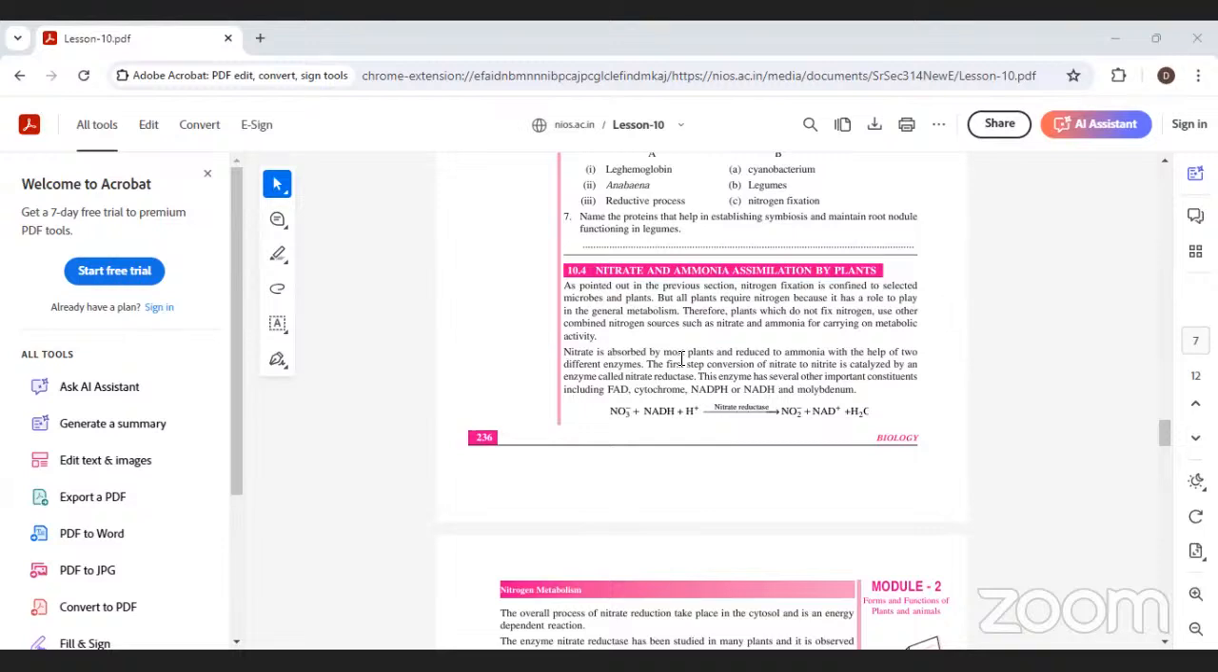Next one, nitrate and ammonia assimilation by plants. As I pointed out in the previous part, nitrogen fixation is confined to select microbes, but all plants require nitrogen.